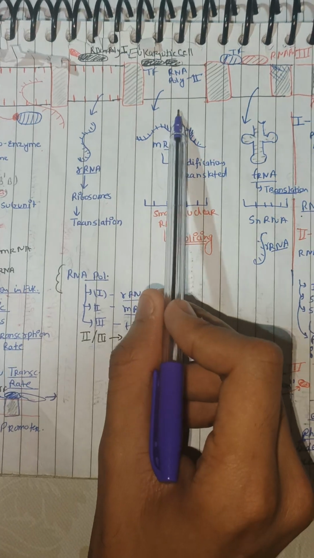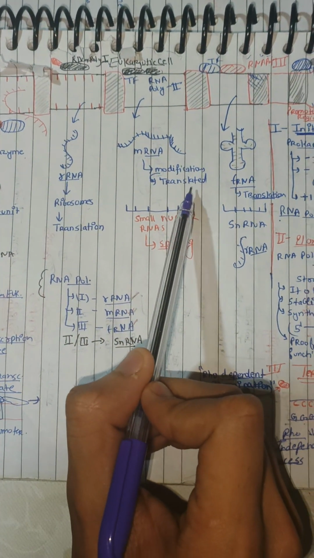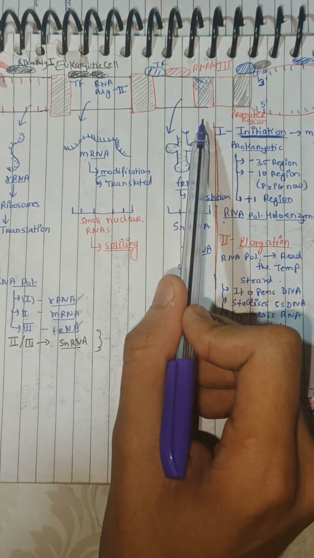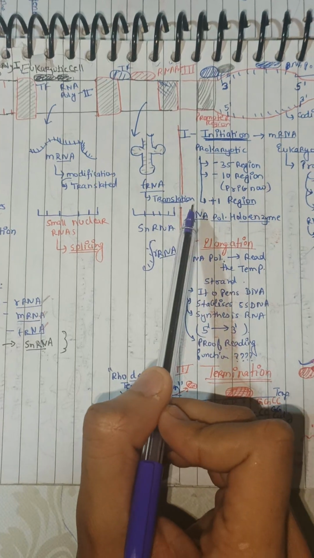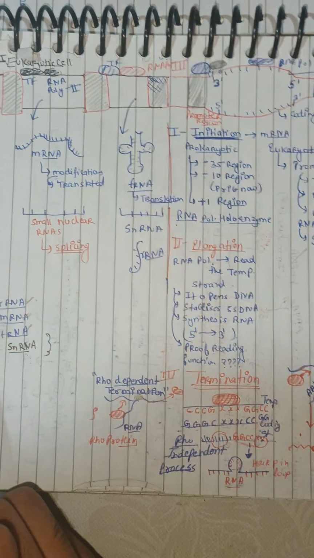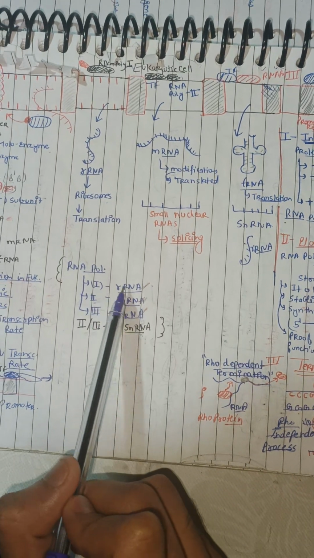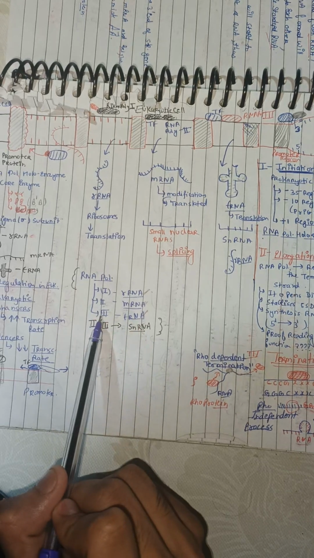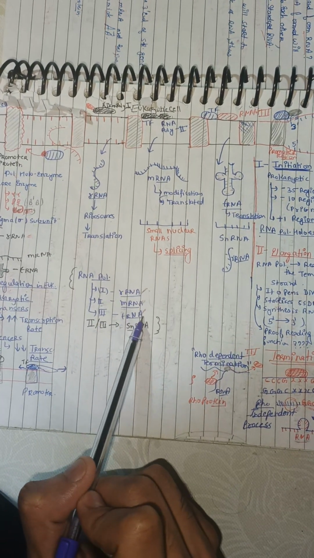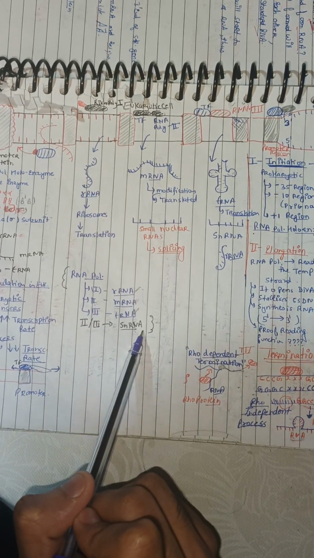RNA polymerase 2 forms the mRNA, which is a modification of transcription. The third is tRNA, which is mainly for the transfer of amino acids and helps in translation. Mainly there are three RNA polymerase enzymes: RNA polymerase 1 forms the rRNA, RNA polymerase 2 forms the mRNA, RNA polymerase 3 forms the tRNA, and RNA polymerase 2 or 3 both form the snRNA.